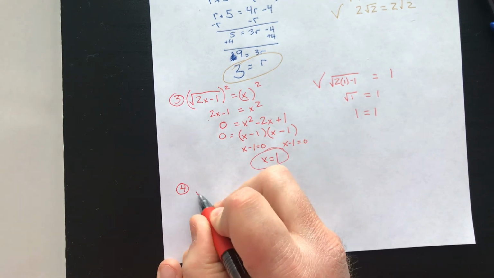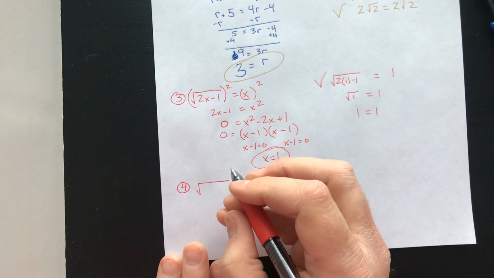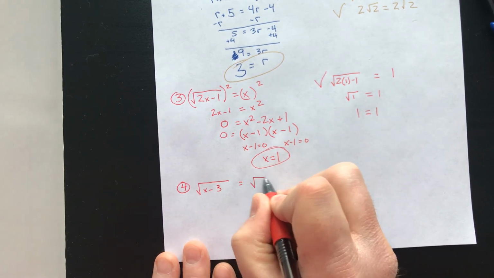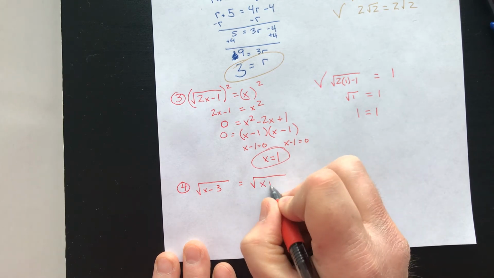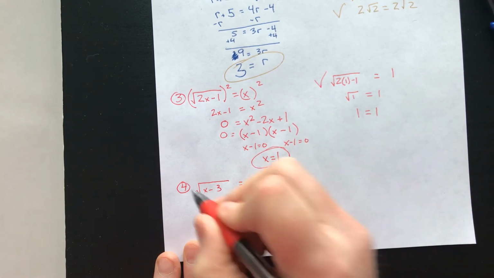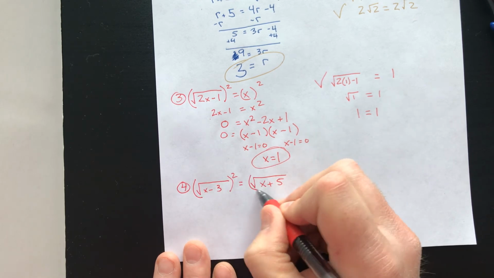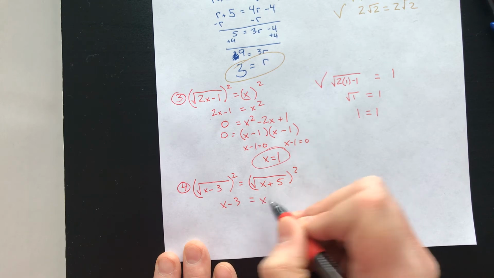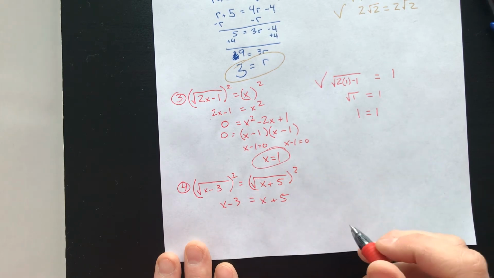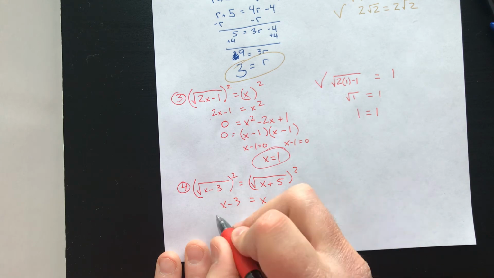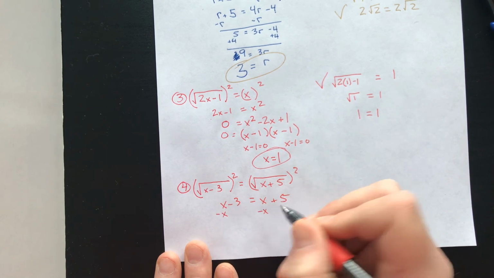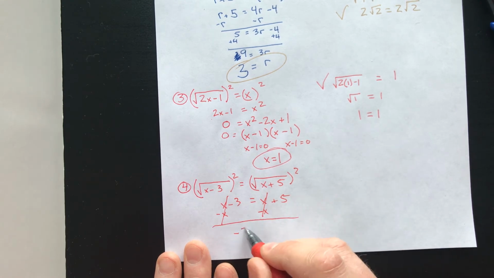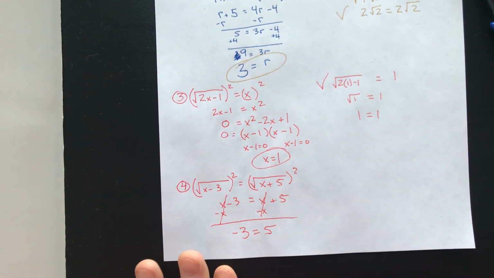Number 4 says the square root of x minus 3 is equal to the square root of x plus 5. I'm going to square both sides. So I get x minus 3 equals x plus 5. Look what happens here. If I subtract the x on both sides, this cancels, that cancels. We're left with negative 3 is equal to 5.